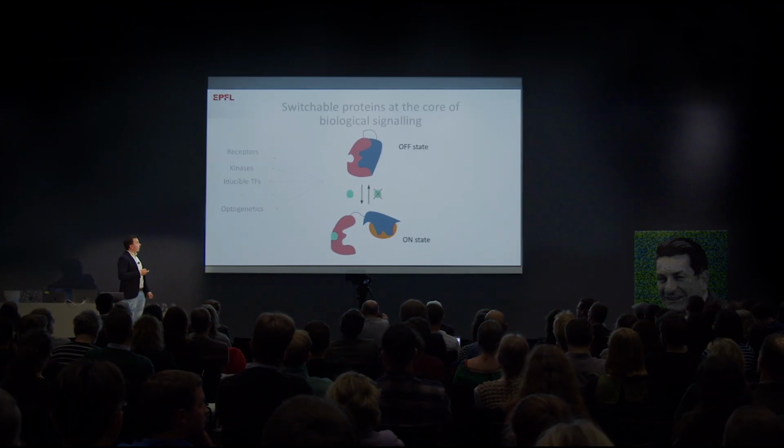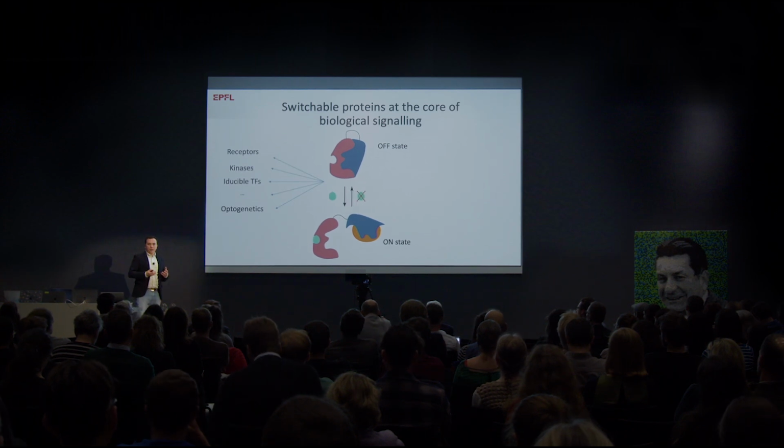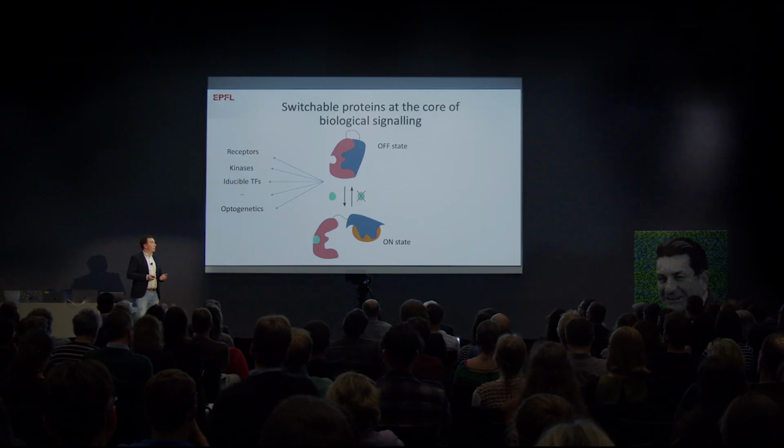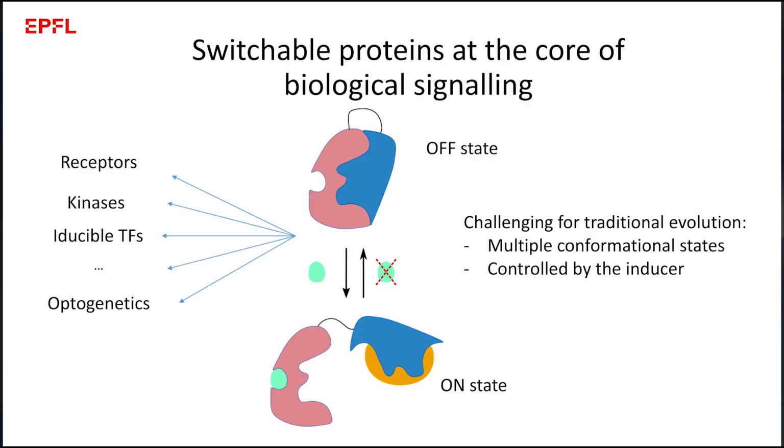And you can think of them very generally, so they really underlie the ability of cellular systems to respond to changes in the environment, and they can be receptors sitting on the membrane, kinases, inducible transcription factors that respond to small molecules, or finally optogenetic proteins which respond to light. And in my PhD thesis, I have worked on evolution of inducible transcription factors and optogenetic proteins.